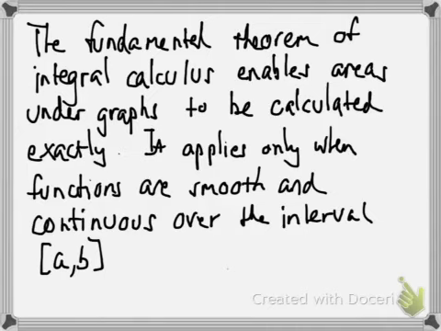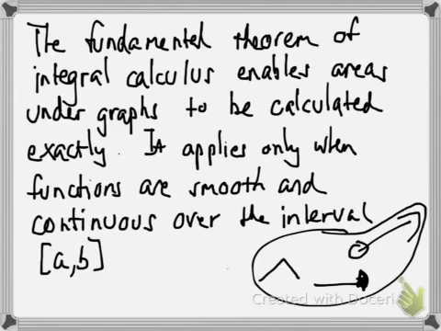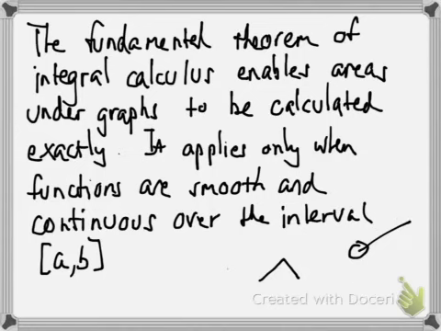The fundamental theorem of integral calculus enables areas under graphs to be calculated exactly. Remember, we use the rectangle method, but often that leads to inaccuracies. It applies only when functions are smooth and continuous, okay, over the interval a to b. So smooth, remember, there's no cusps, okay, and continuous means there's no gaps in the function, as there is in a discontinuous function like that. So neither of those situations will work for finding area here. We need a smooth and continuous function. It's important.